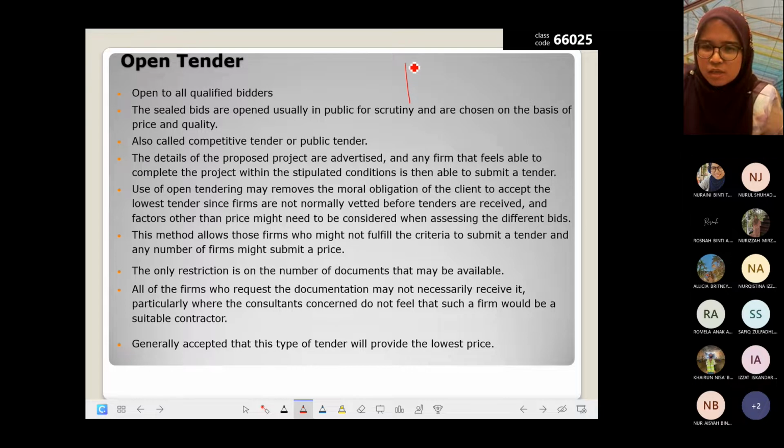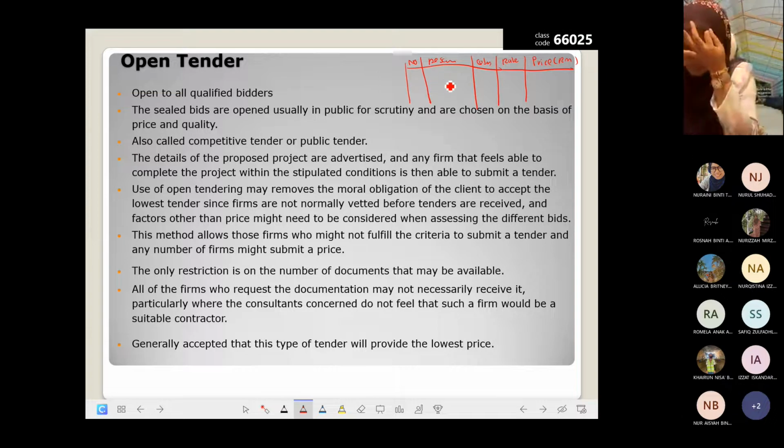Contoh lah, pernah tengok BQ kan. This is contoh description, apa benda kan. And then this is quantity, kita akan kira rate, and then price. Contoh kerja-kerja concreting. So concreting, berapa quantity, kita akan kira lah berapa concrete kita nak guna.